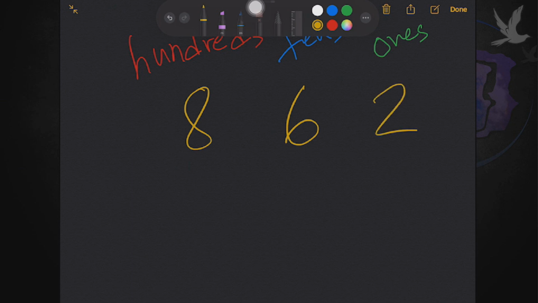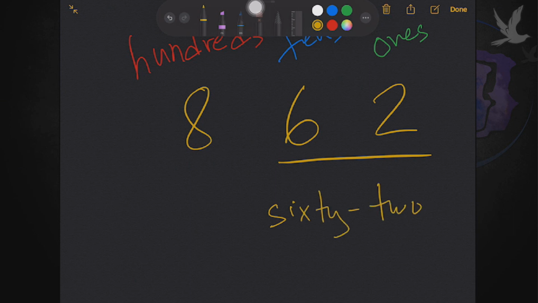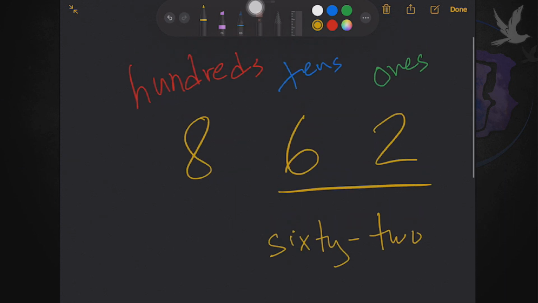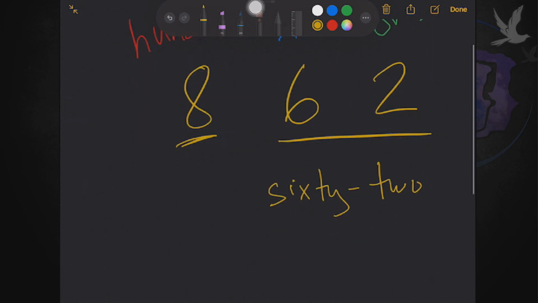For example, we have 862. Then again, so that it will be easier for you, we have our best friends here, and like how you have learned numbers earlier, this should be read as sixty-two. And how do you write the number entirely? Then again, all you have to do is just take this value and spell it out. This number is 8.